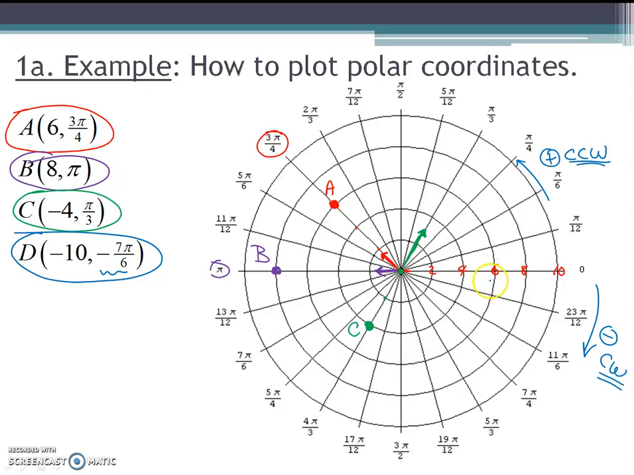Negative 7 pi over 6. Well, here's negative 6 pi over 6. Negative 6 pi over 6. Negative 7 pi over 6, I'm going to be right about here. So that is the direction that your eyes are facing at negative 7 pi over 6.